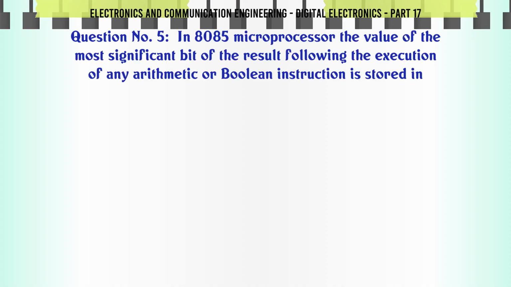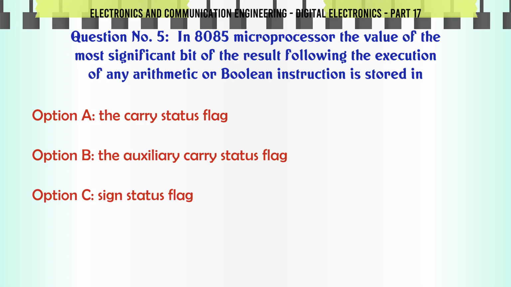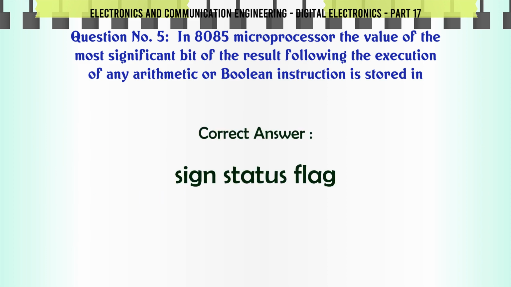In 8085 microprocessor, the value of the most significant bit of the result following the execution of any arithmetic or Boolean instruction is stored in: A. the carry status flag, B. the auxiliary carry status flag, C. sign status flag, D. zero status flag. The correct answer is sign status flag.